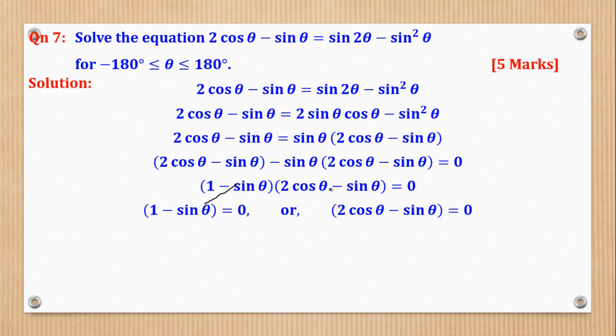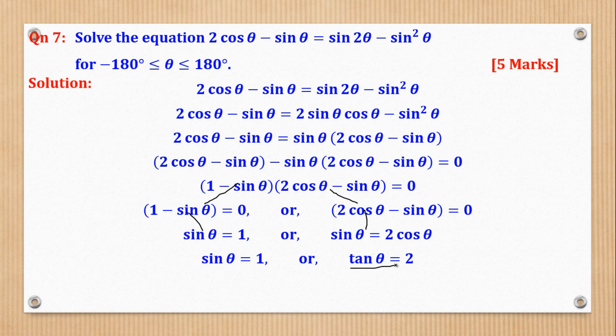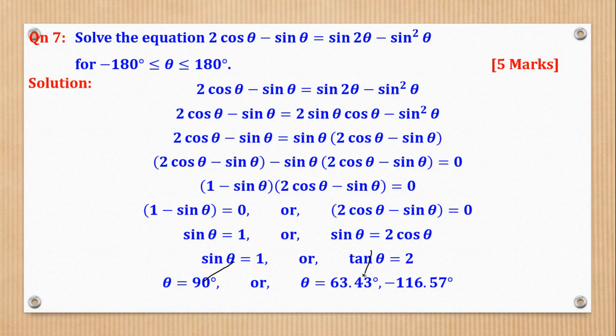Either this is equal to 0 or this is equal to 0. For this equal to 0, sin theta is 1. For this, sin theta is that, meaning that tan theta is equal to 2. Then I can get the values of theta. For this I have that, for this I have that, based on this range.